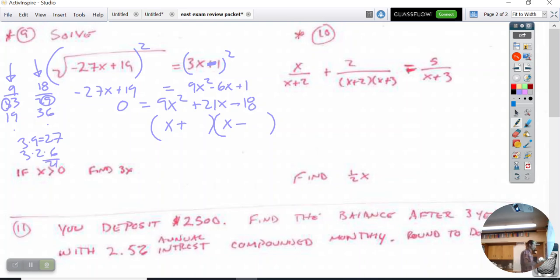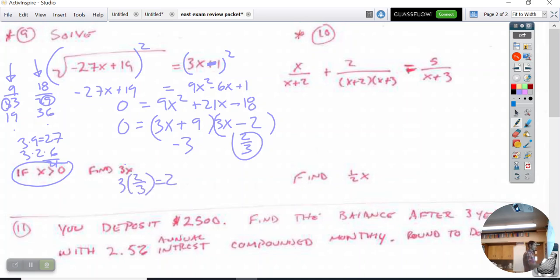So we have 3 and 3, and we're going to have positive 9 and negative 2, which means my solutions are going to be negative 3, because 9 over 3 is 3, and it has to be negative to get my 0. And then my other answer is going to be 2/3. And the problem tells me that I need my positive answer, in which case that's 2/3. So unfortunately, we're going to have to take this and plug it into 3x. So we have 3 times 2/3 for a grand total of 2.